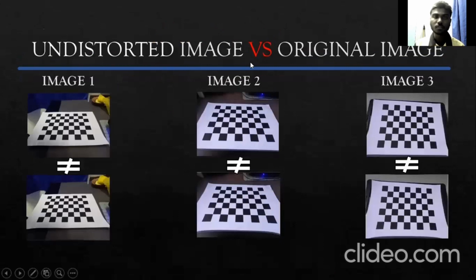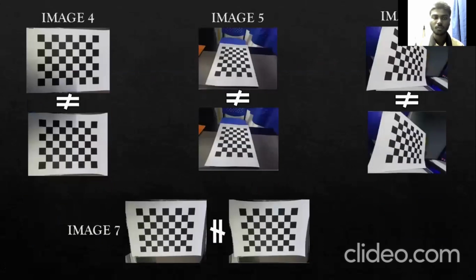Next one. This is the undistorted image versus the original image. The top one is the original image, and the bottom one is the undistorted image. Compared to the undistorted image, the original image is clearer and more colorful. The undistorted image looks more white and blue. These are the 10 images of the undistorted image versus the original image.